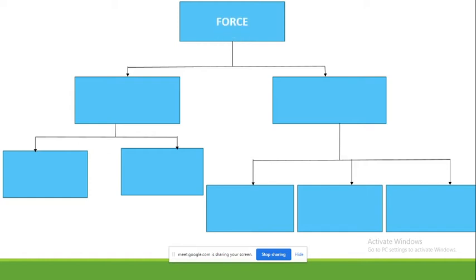Now, let's look at force. So, we have seen what is force. We have seen two types of force. Do you remember? First one was contact force, so there will be direct contact, and the next one was non-contact force. Now, there are so many types of forces we have seen, so do you remember?